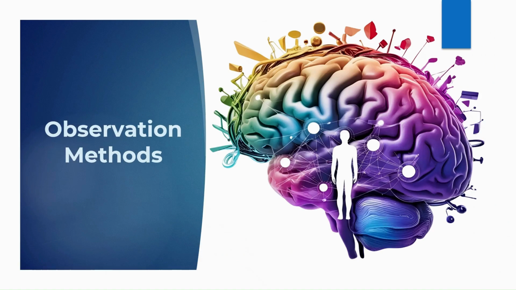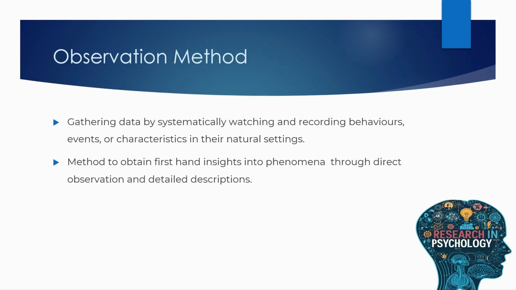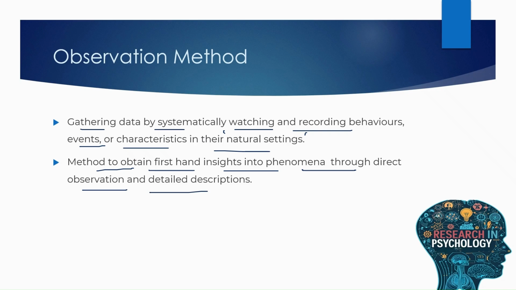Secondly, we have observation methods. So this is pretty simple, right? Here the researcher is simply observing the participant. This is a method of gathering data by systematically watching and recording behaviors, events, or characteristics of the participant in their natural setting. This is the biggest advantage of this method because the study is happening in the natural setting of the participant. This is the method used to obtain first-hand insights into phenomena through direct observation and detailed descriptions.